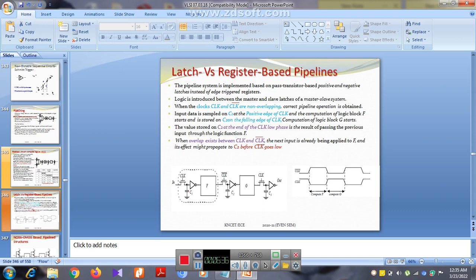So this is the main concept of pipelining: first, how to compute the log modulus of A plus B, and next, how the master-slave operation and pipelining are performed here.